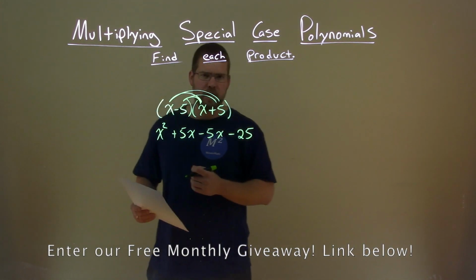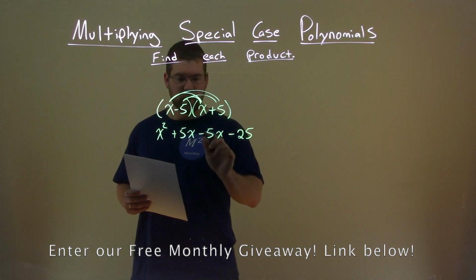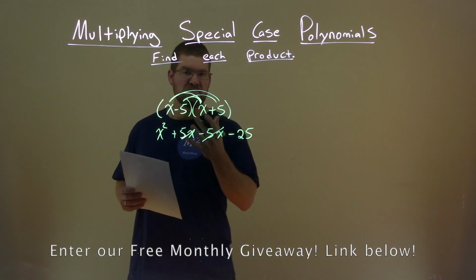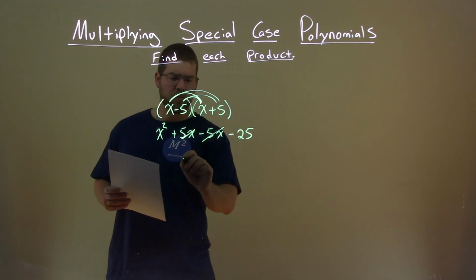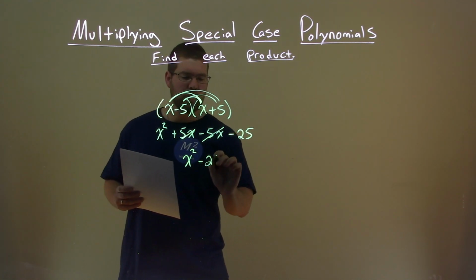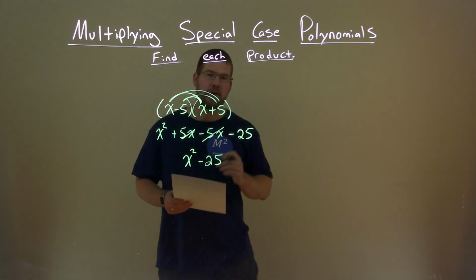And this is where the special case comes in. 5x minus 5x, they cancel. They're 0, right? So we're left with just the x squared minus 25, and that is our final answer.